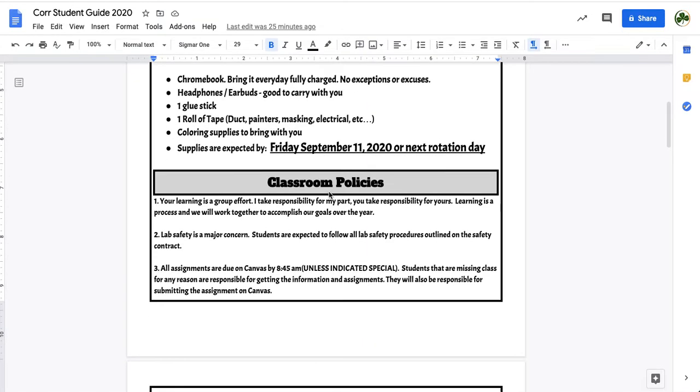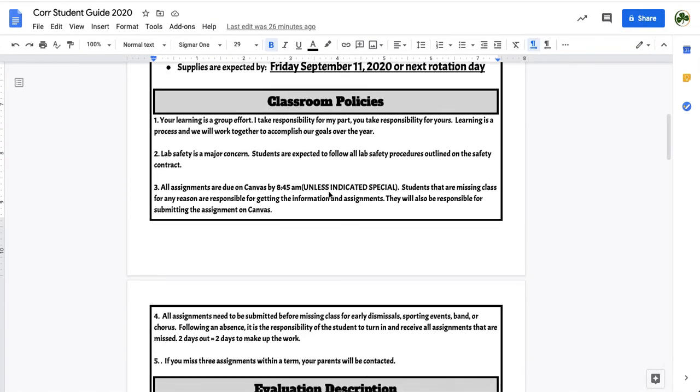The classroom policies. We have very distinct guidelines when it comes to dealing with things within science, because we are dealing a lot with lab safety concerns. So we'll even have a second safety contract to talk about there.